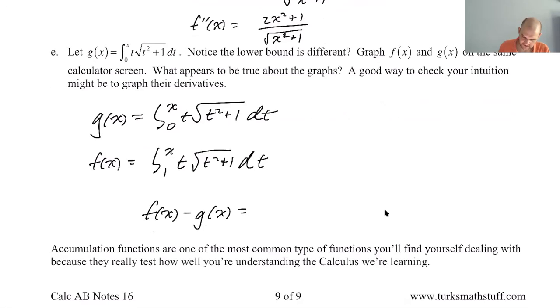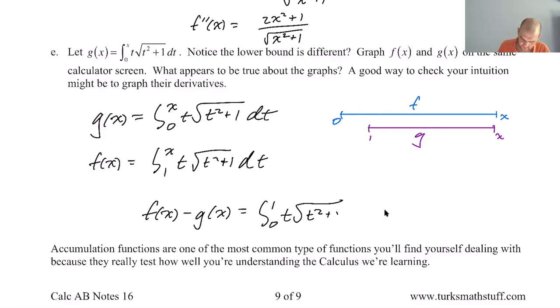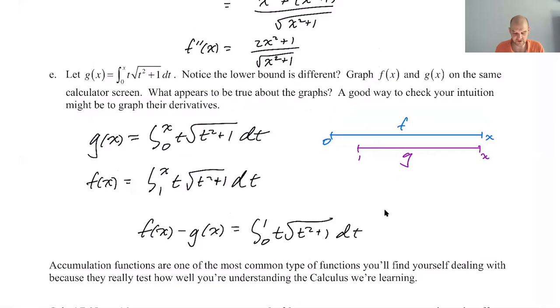So we can do our bar thing, right? We're going from 0 to x is kind of f, and then g of x is 1 to x. I'm just assuming x is bigger. This is 0 to x, and then this is 1 to x. So if I do f of x minus g of x, it should give me the integral from 0 to 1 of t root t squared plus 1 dt, which is just a number, right? They're just vertical shifts of each other. And the vertical shift is the integral from 0 to 1 of t root t squared plus 1.